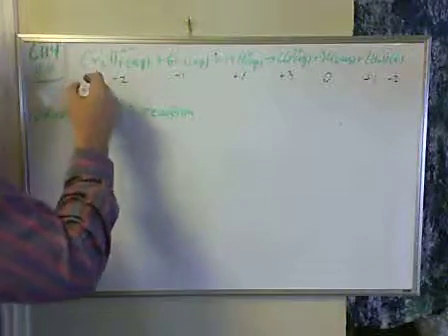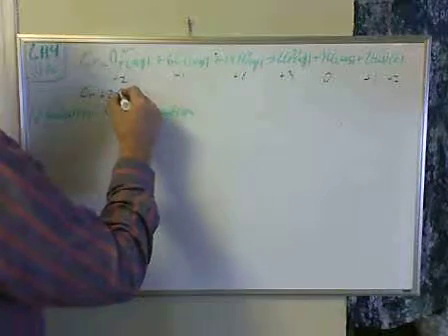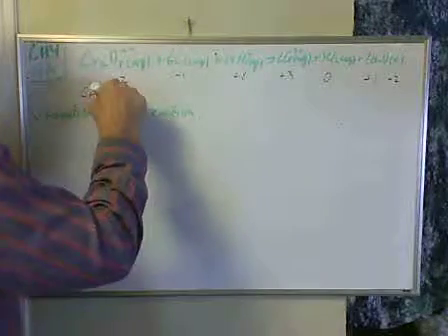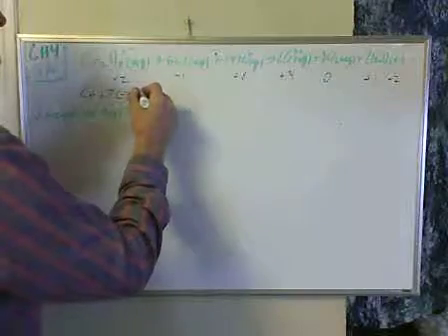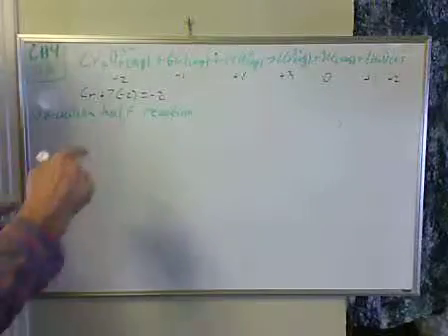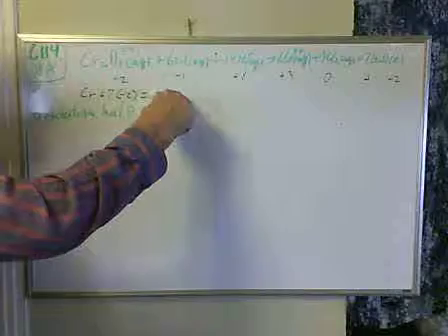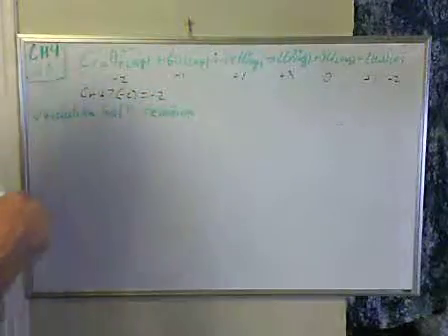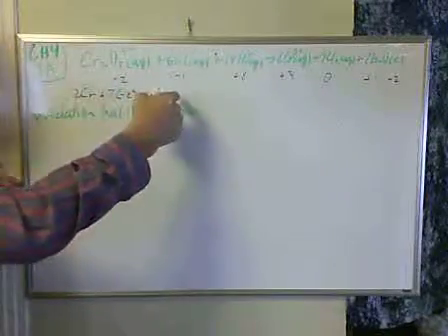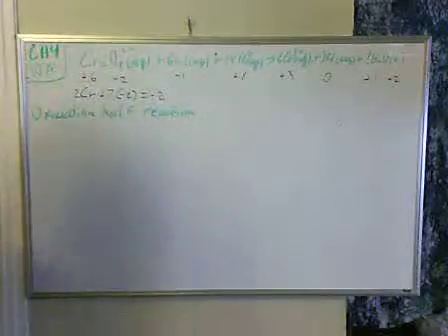summation rule to figure out what chromium is. So we got chromium +2 times 7 times the -2, and that'll add up to the -2 for the charge. So that's a -14, move it over here, +14 minus 2 gives us a +12. We have 2 chromiums. We take the +12 divided by the 2, and we end up with a +6 for the chromium.